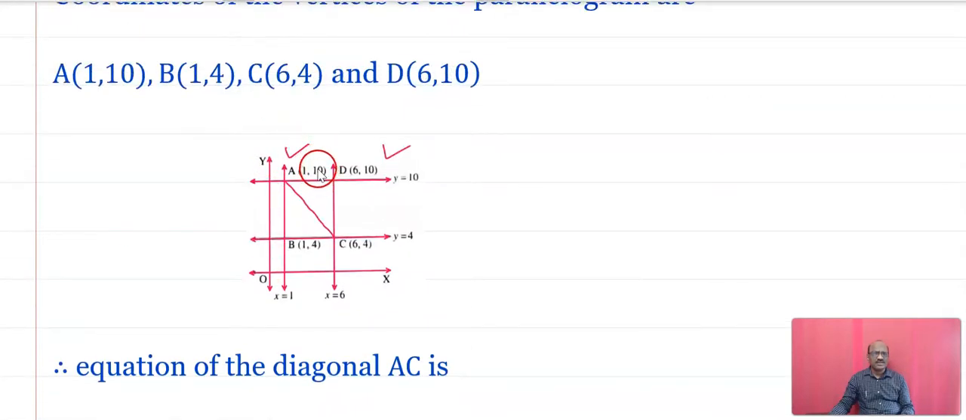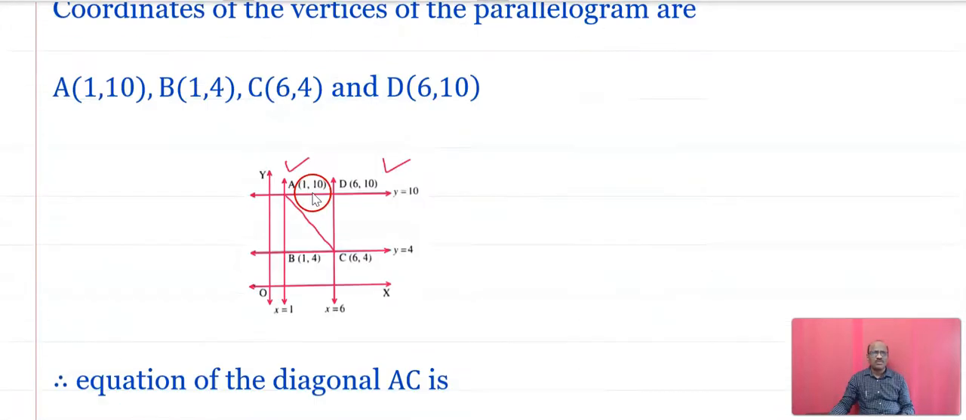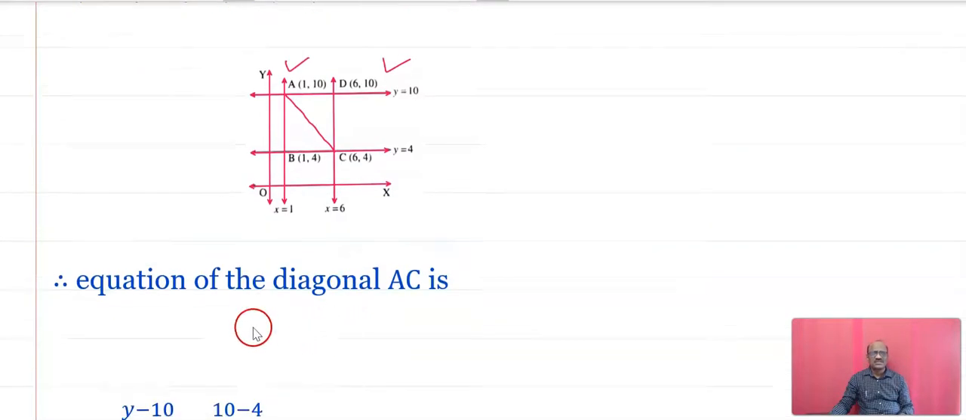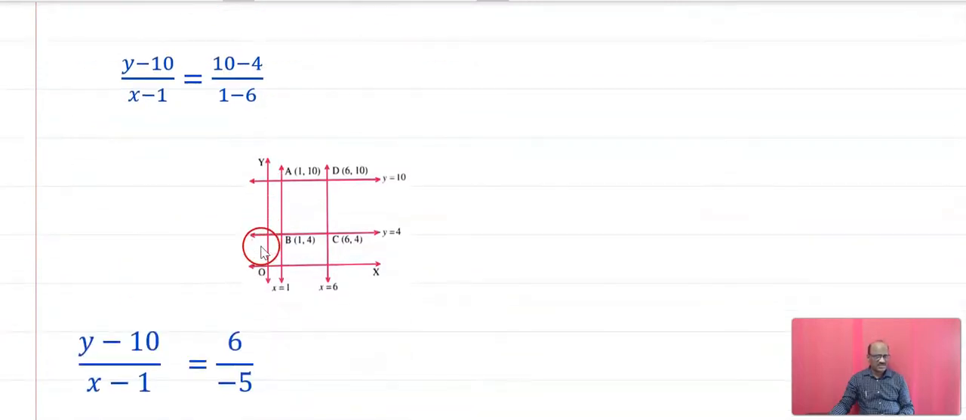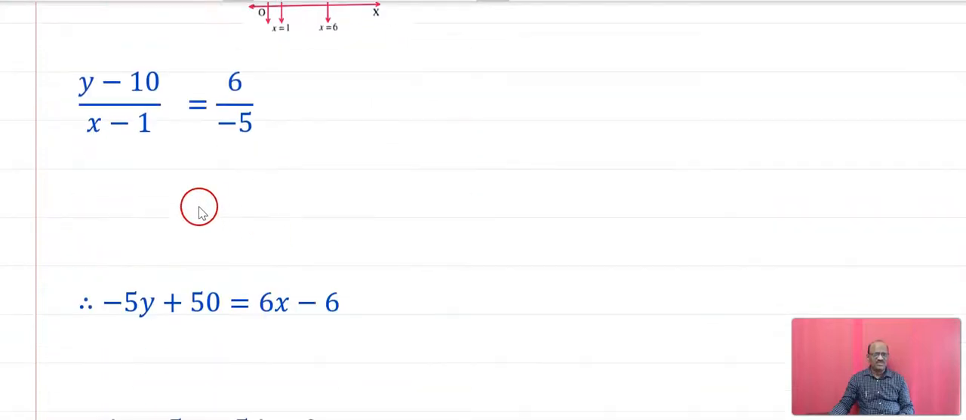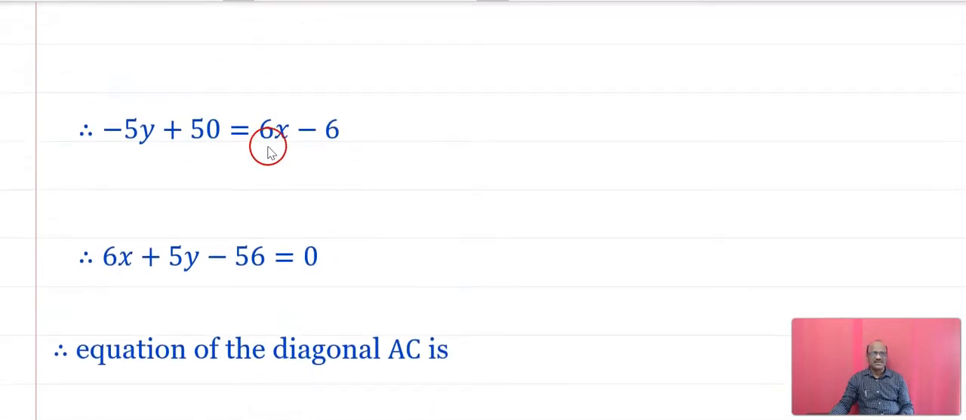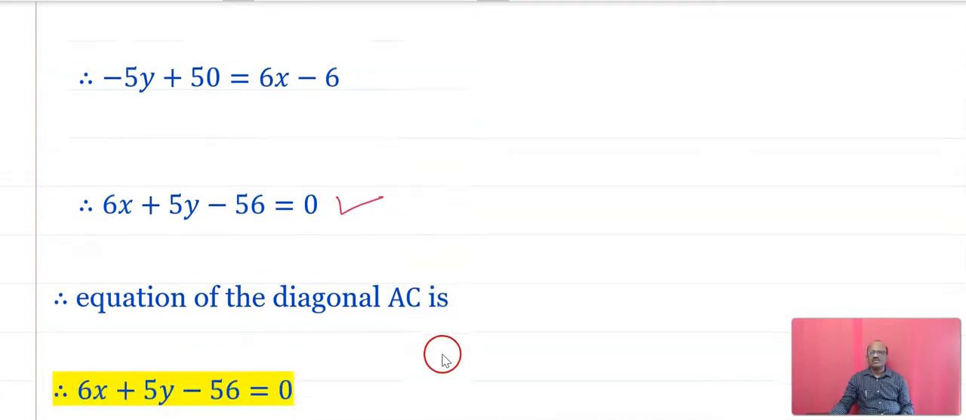Difference of y coordinates, that is 10 minus 4 upon 1 minus 6. Okay, and evaluate this. Y minus 10 upon x minus 1 equals 10 minus 4, that is 6, upon minus 5. Perform the product: minus 5 into minus 10 is plus 50, and on the right hand side 6x minus 6, and here 6x plus 5y minus 56 is equal to 0. This is the equation of AC.